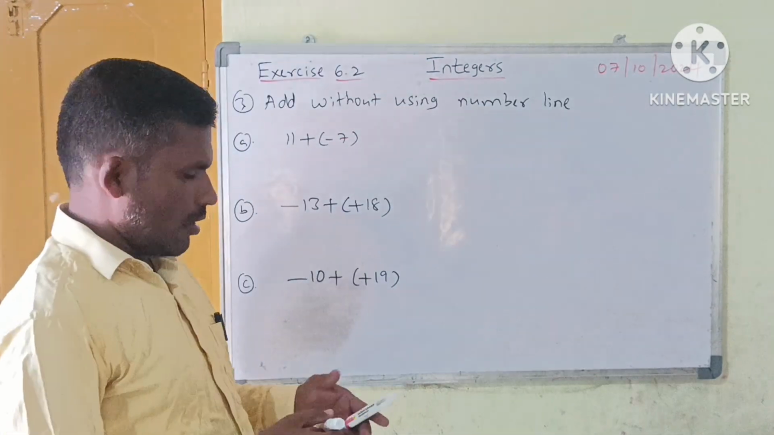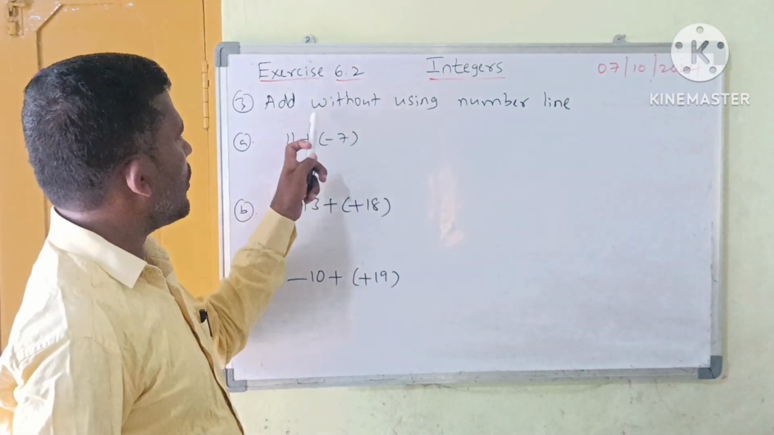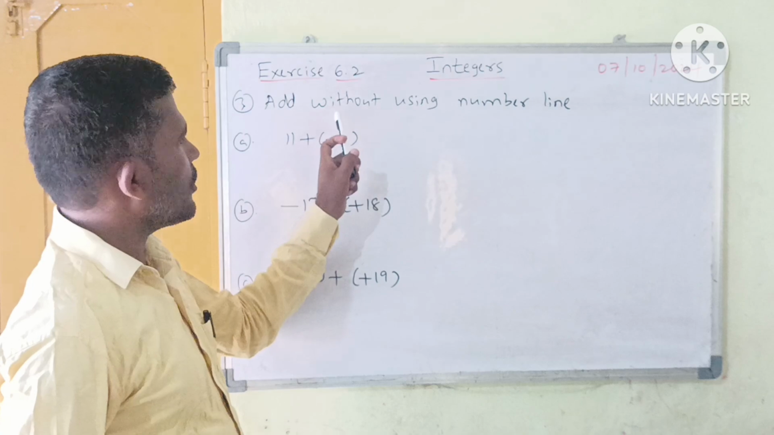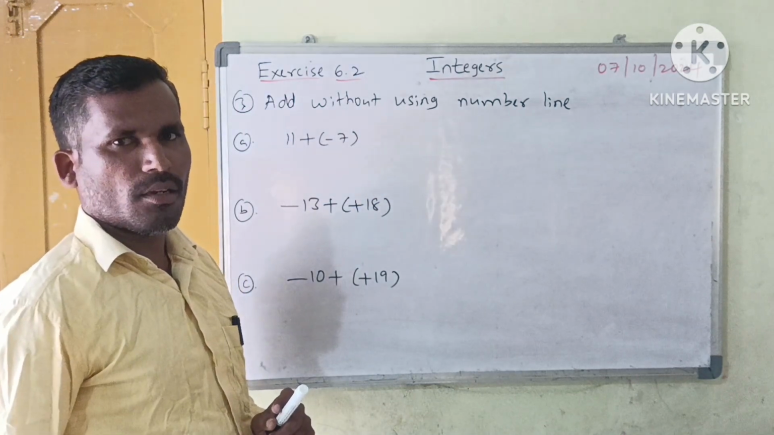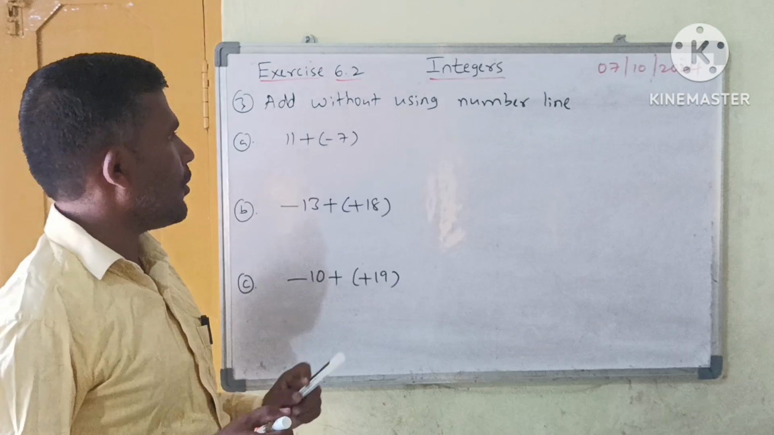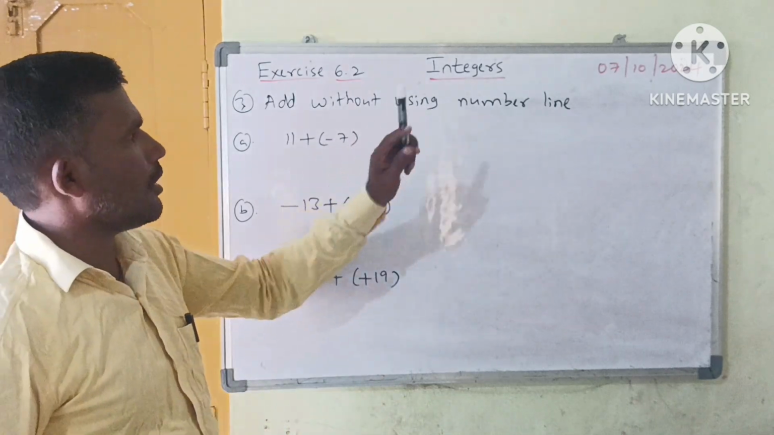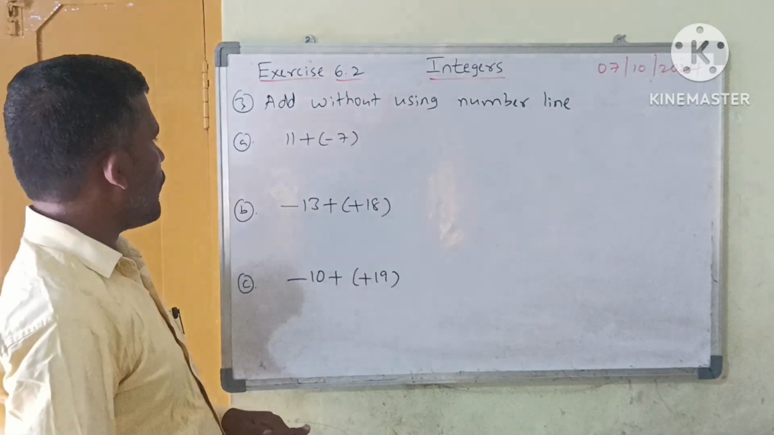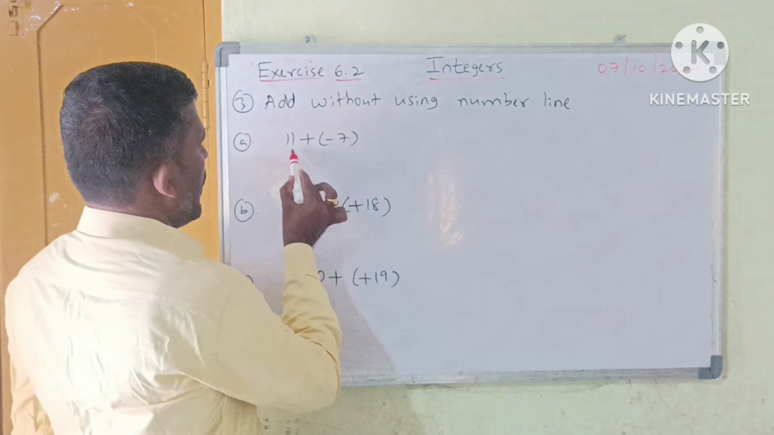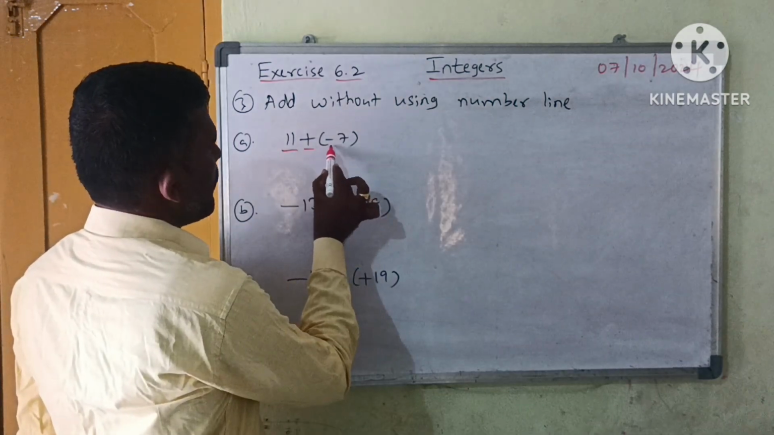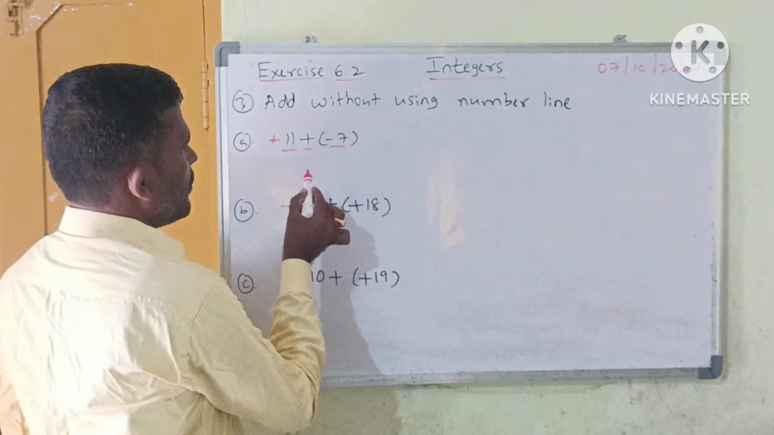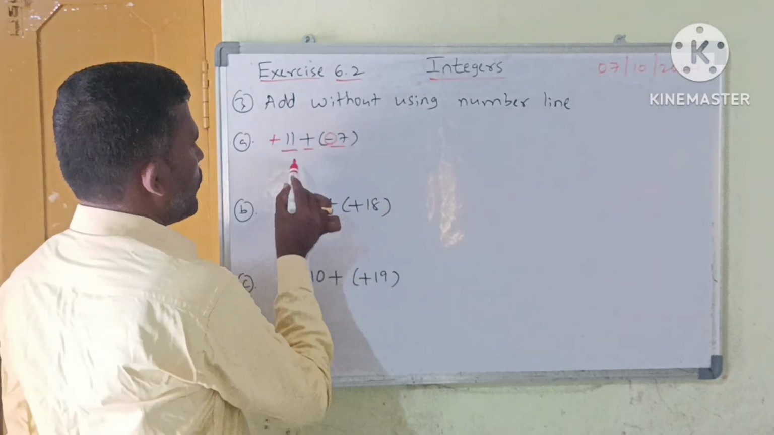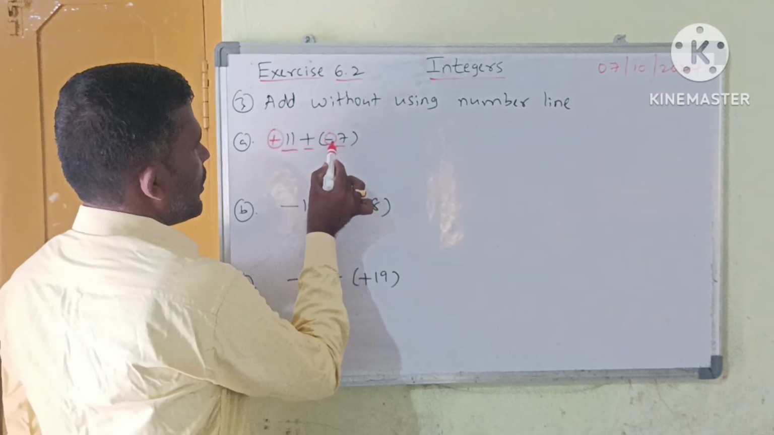Okay. The third column: add the integers without using the number line. In the previous bit we added using the number line. Here, without using the number line. The first one, 11 plus -7. Here 11 is plus, 7 has negative. Here plus sign, here negative sign.